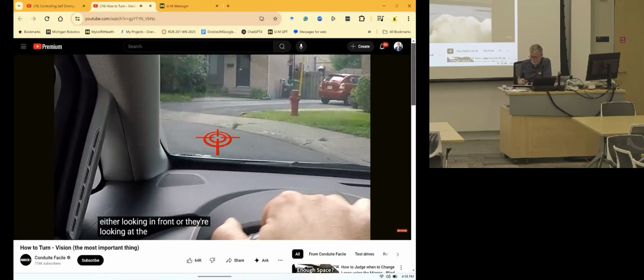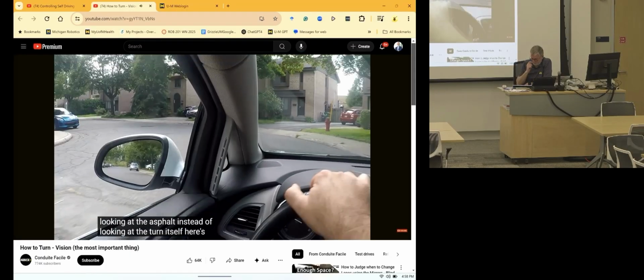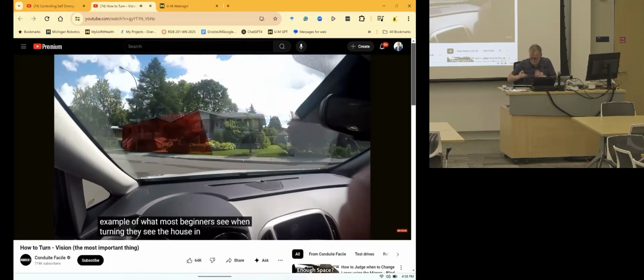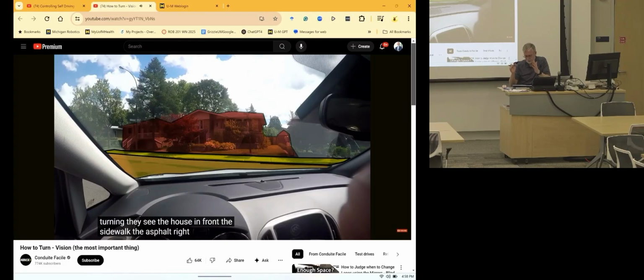Or they're looking at the asphalt instead of looking at the turn itself. Here is an example of what most beginners see when turning. They see the asphalt right in front of the car, nothing else. Now here's what a more experienced driver sees.